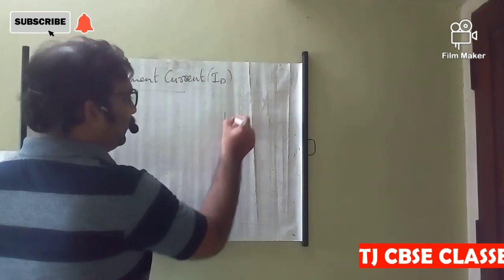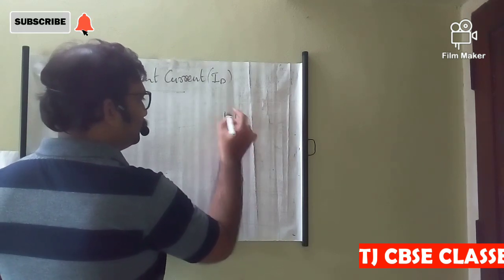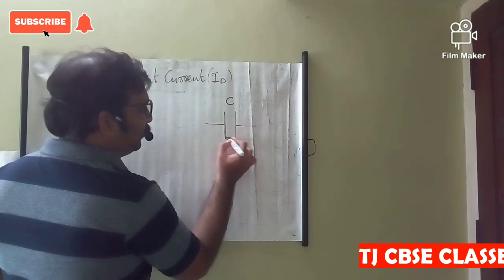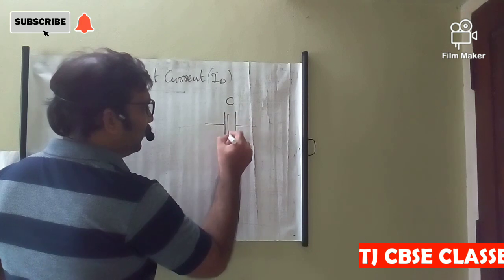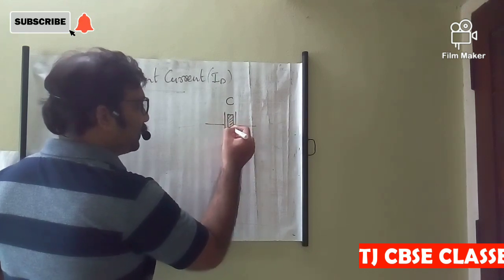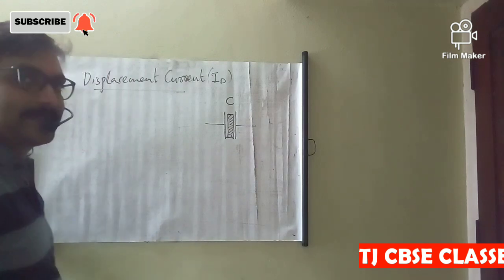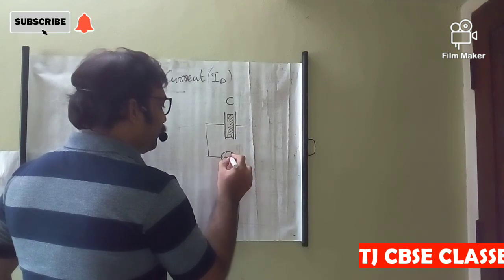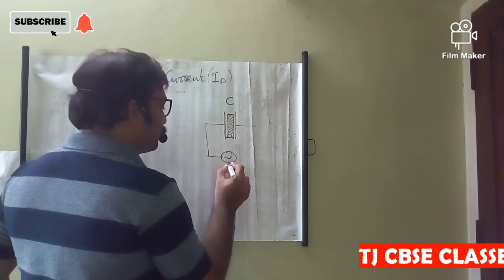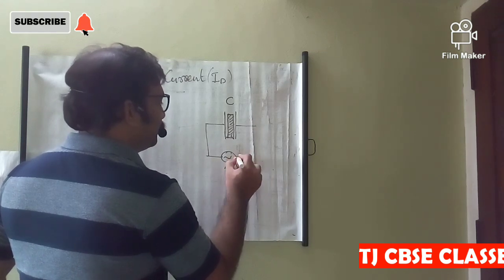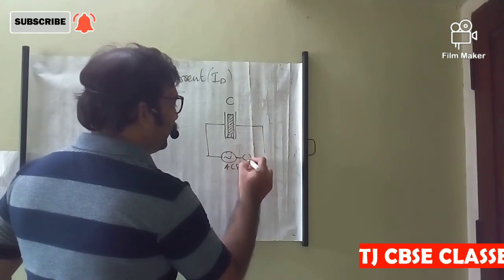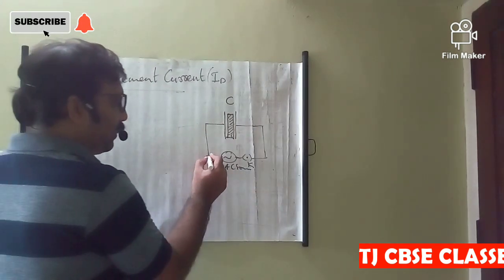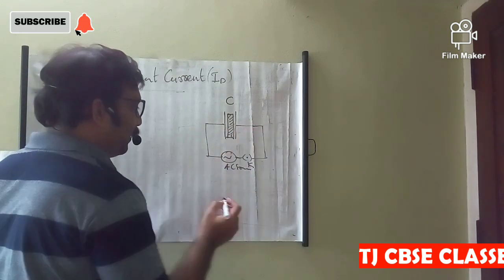Here we are considering a capacitor of capacitance C. Here in between the plates there may be a dielectric or free space. It's a dielectric. Dielectric means non-conducting substance, and this capacitor is connected to a source, battery source or AC source, through one key. Here the key is closed. These are the connecting wires.